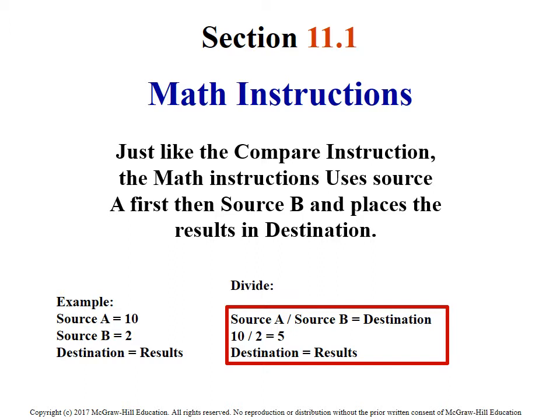So as I put an example down here below, source A is equal to 10, source B equals 2, with the results of source A on top of the division, source B on the bottom side of the division, and destination equal to destination. So here we are, 10 divided by 2 obviously equals 5, and the destination is the results. So hopefully, and this is true for all the math instructions, source A, then B, results in destination.